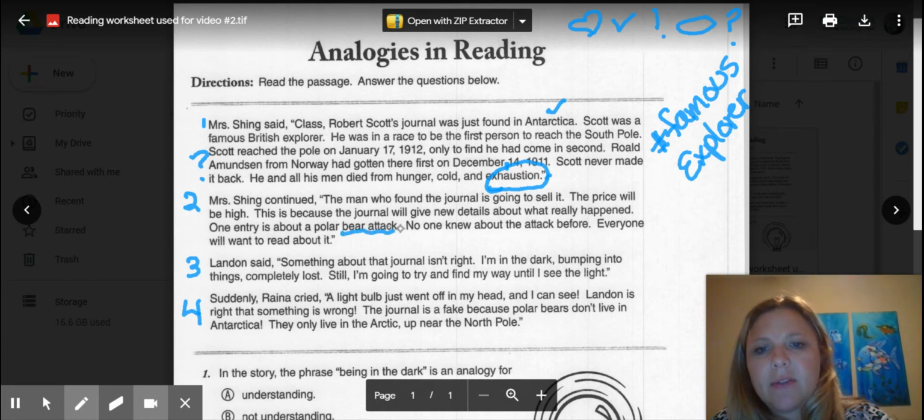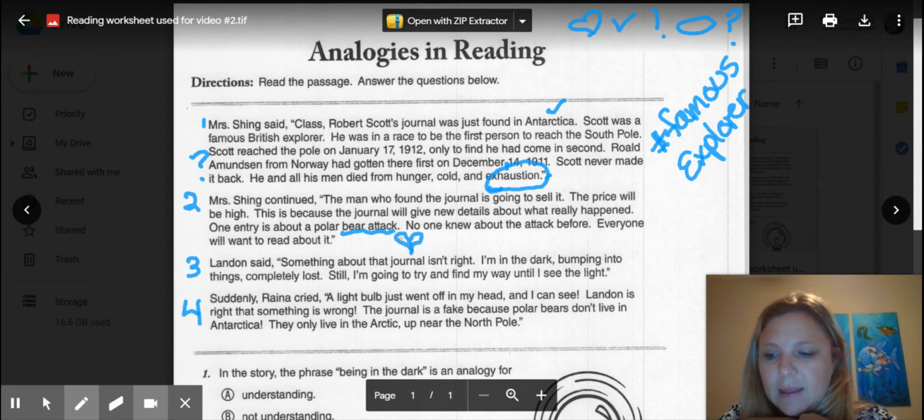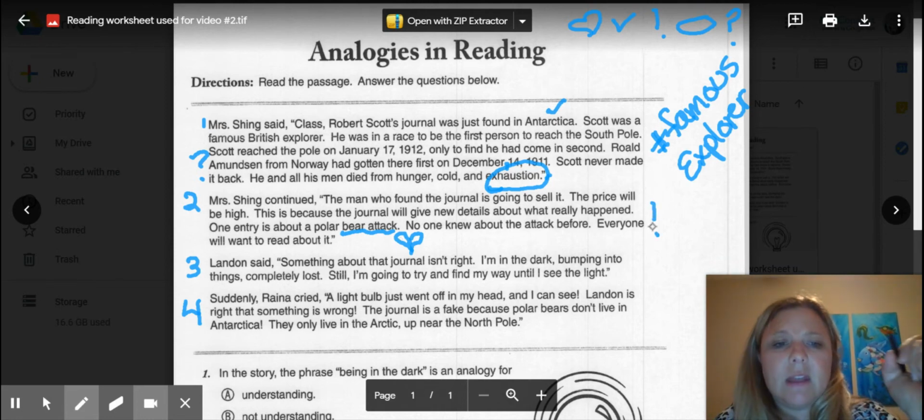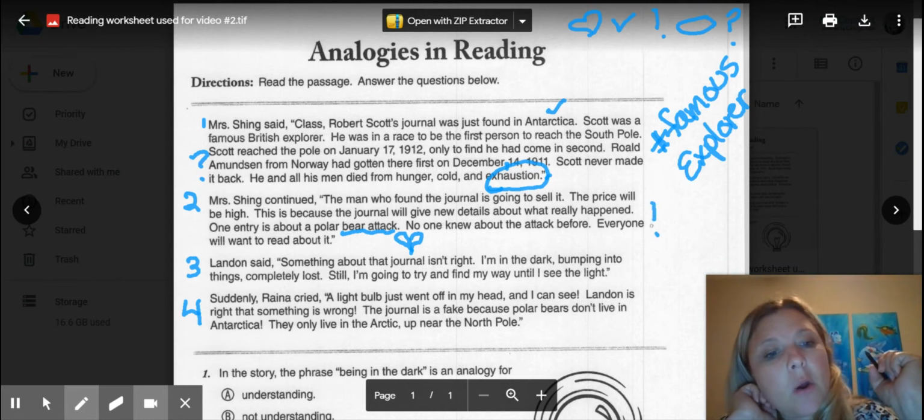Polar bear attack. That's kind of gotten my attention. I'm going to put a heart there next to that part. I like that. And then also, I want to know more, and I'm finding that this is probably important information. So I'm going to go ahead and put an exclamation mark.